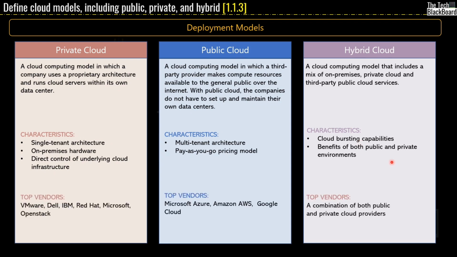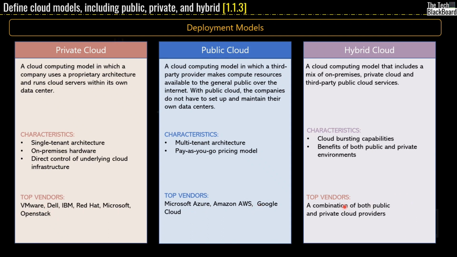And now come the different popular vendors for each cloud model category. Starting with the private cloud, we have VMware, Dell, IBM, Red Hat, Microsoft and OpenStack. And then for the public cloud, we have Microsoft Azure, Amazon AWS and Google GCP.